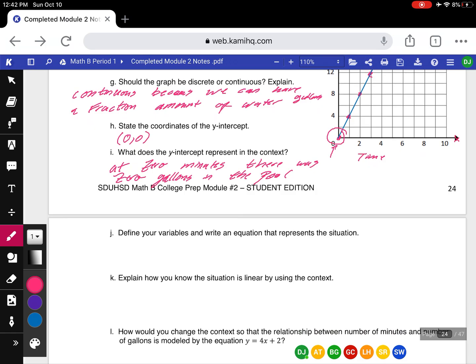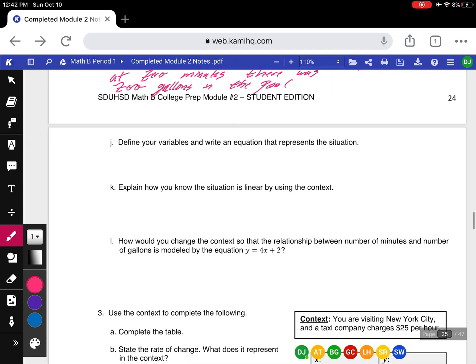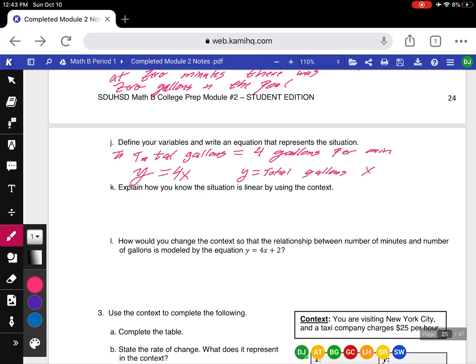All right, now what we're going to do is define our variables and write an equation. So I want to write this in words first. The total amount of water, total gallons, equaled 4 gallons per minute. Okay, so what this says is the total amount of water is equal to 4 gallons per minute, where Y is the total water, total gallons, and X is the minutes.